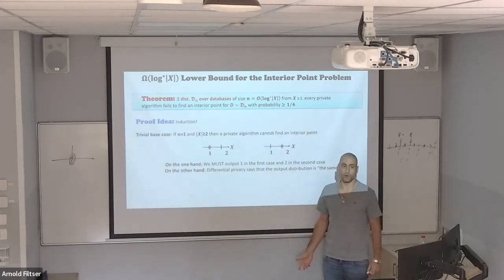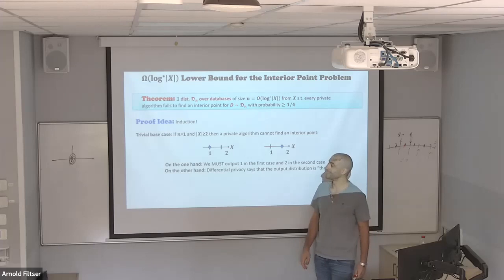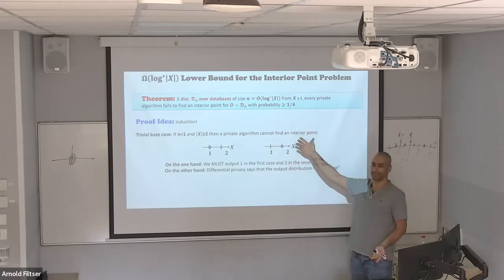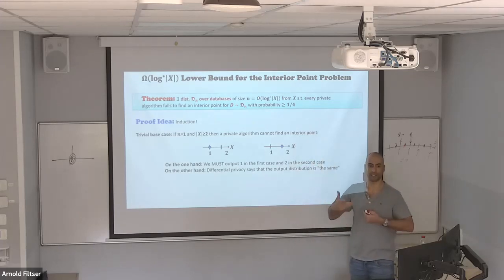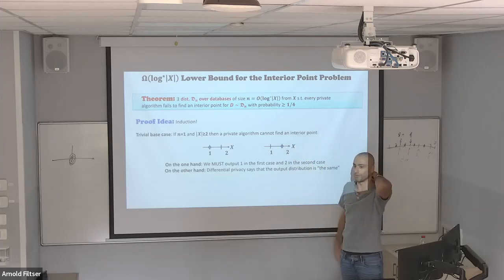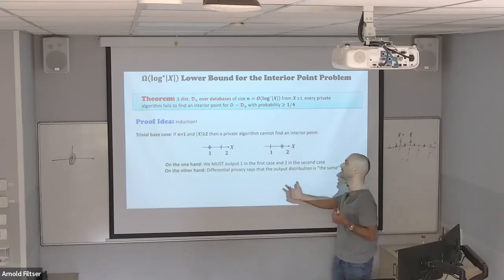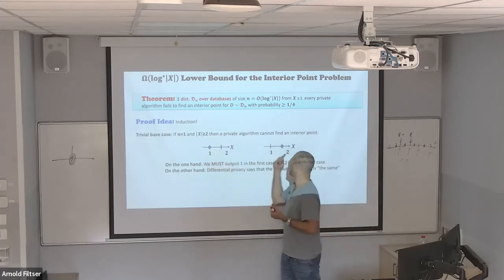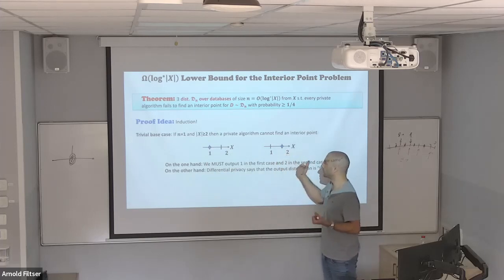The idea of the proof is by induction. The base case is trivial. The base case is n equals 1. Let's say I have a domain of size 2. Then clearly a private algorithm cannot solve the private interior point problem when the data set is of size 1. We said it already. Here it has to output 1. Here it has to output 2. Privacy says that the outcome distribution cannot change.